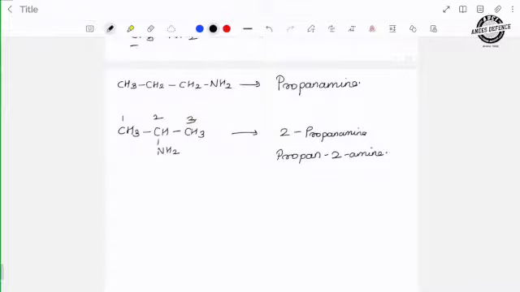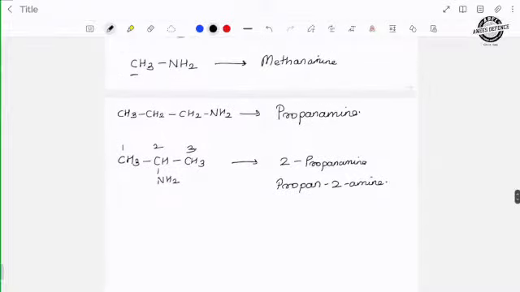This was an example of primary amine IUPAC nomenclature. What if my compound has a secondary amine?